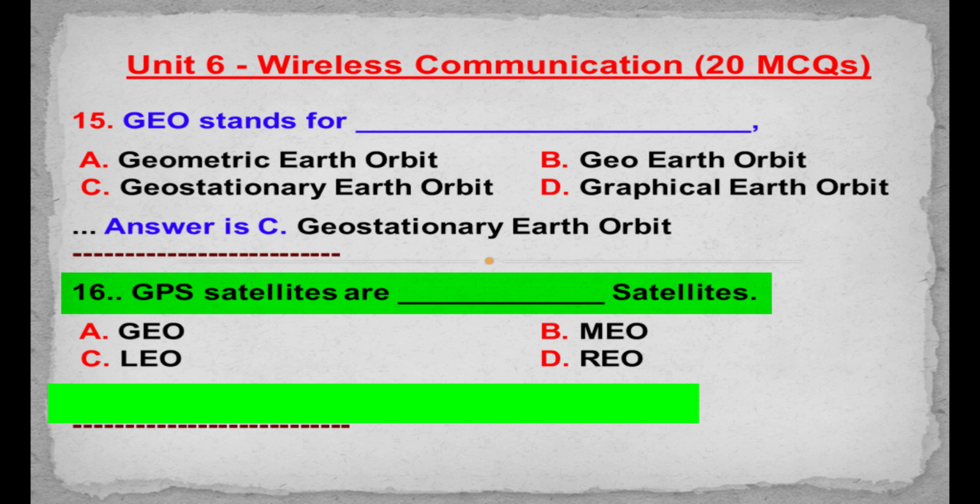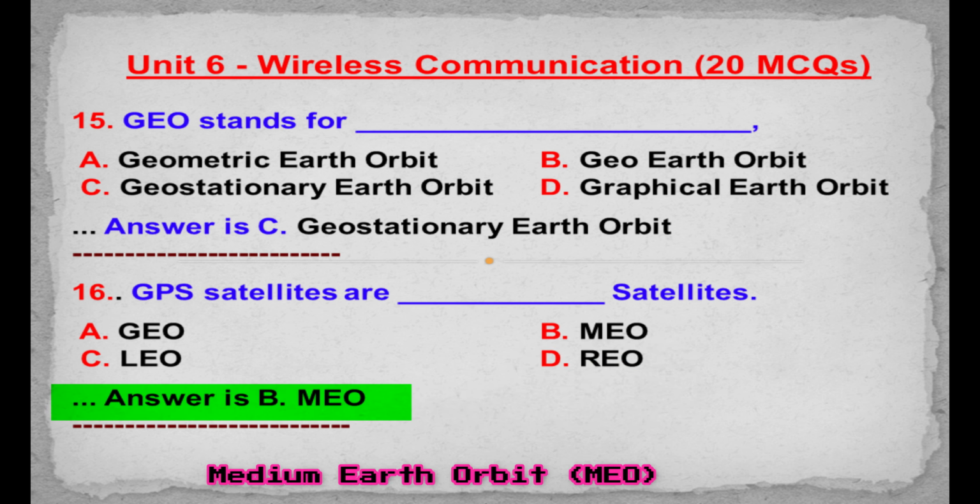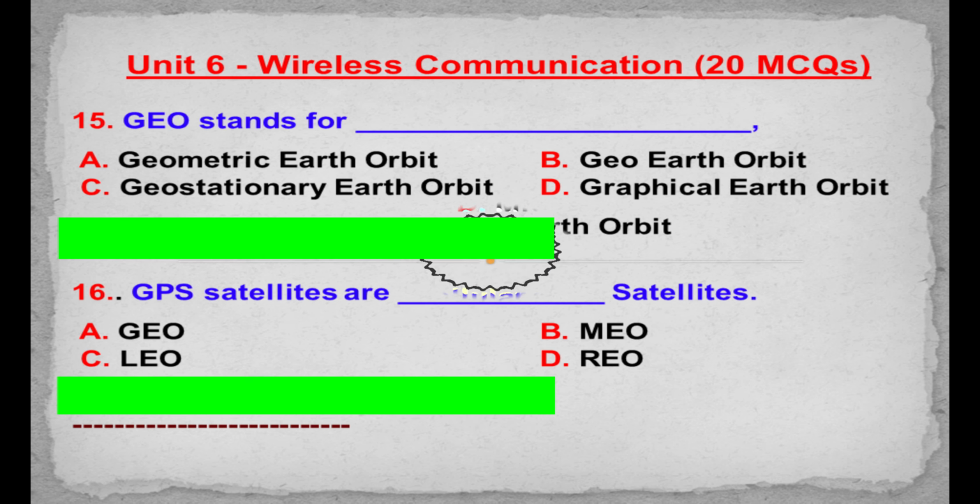MCQs number 16. GPS satellites are dash satellites. Option A, GEO. Option B, MEO. Option C, LEO. Option D, REO. Correct answer is option B, MEO.